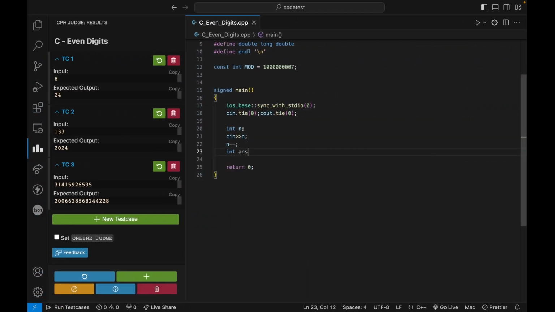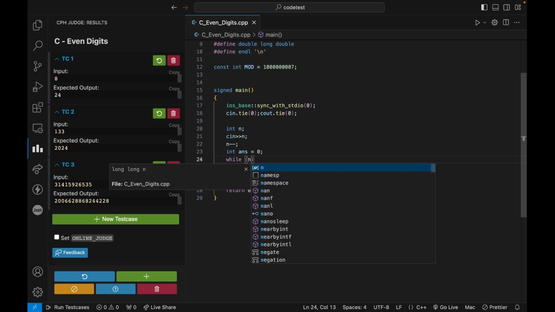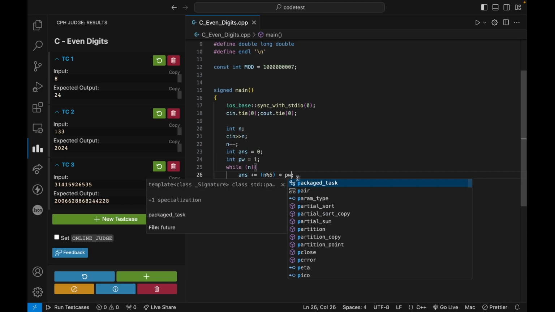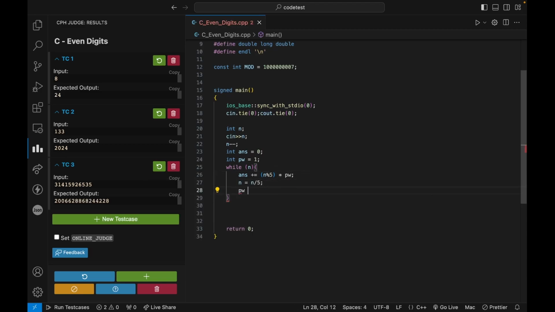So let's say int answer, and we will also want to multiply this by a power of 10. If we want to convert the integer into a base 5 number, I'm storing my final answer in this variable. So I can say while n, answer plus equals to what? Now I have to take mod, right? n mod 5, and n is equal to n divided by 5. Now only one thing is remaining. I have to keep multiplying with the power of 10. So let's say int pw equals 1, I will start with 1, times pw. Now I will multiply this pw by 10.